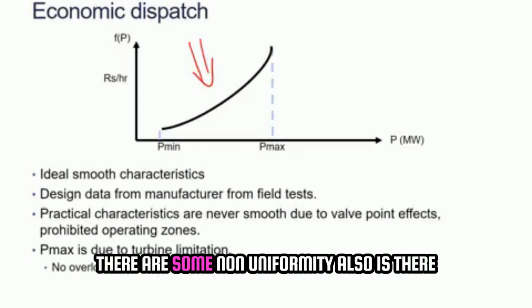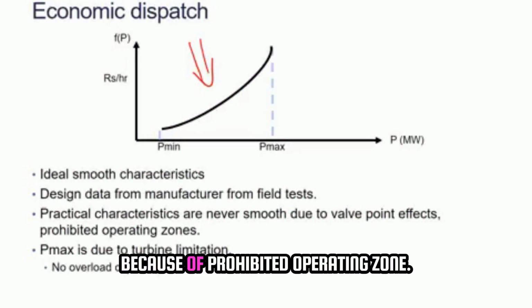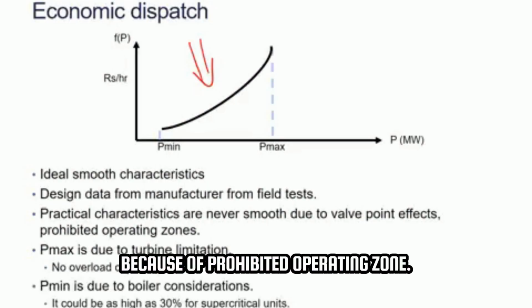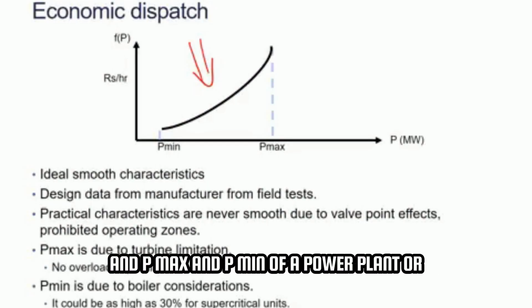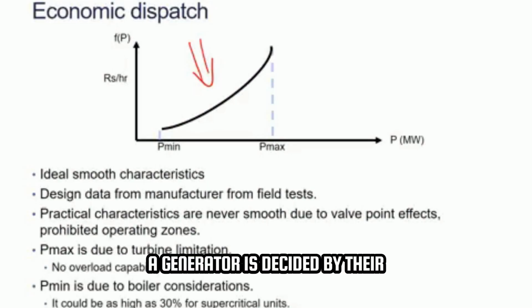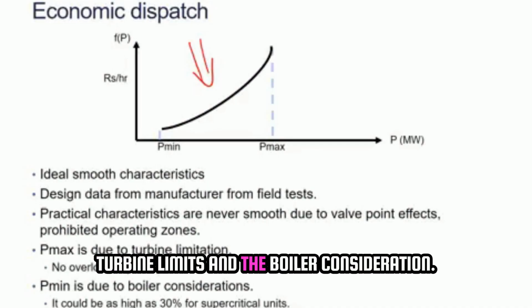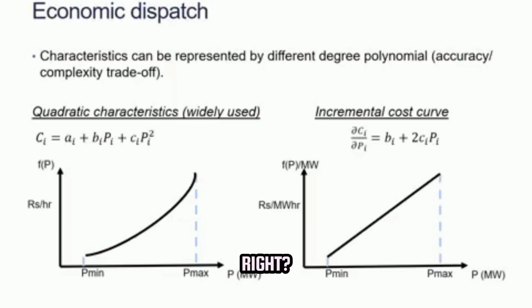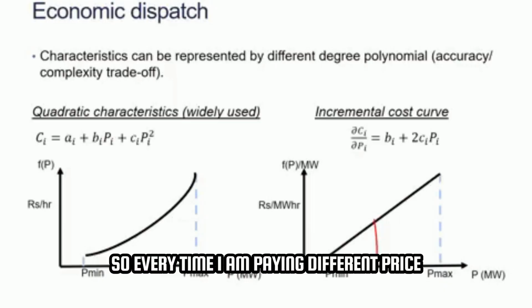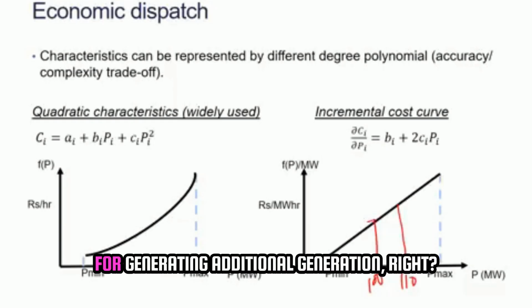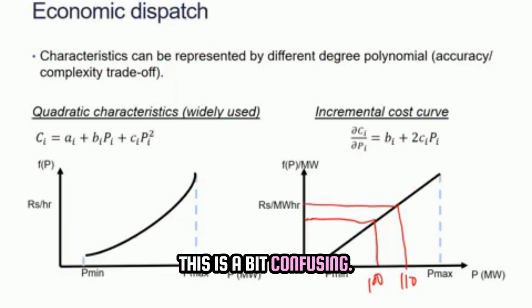There is also some non-uniformity because of the prohibited operating zone, and the Pmax and Pmin of a power plant or generator are decided by their turbine limits and the boiler consideration. Right. So every time I am paying a different price for generating additional generation, right? This is a bit confusing.